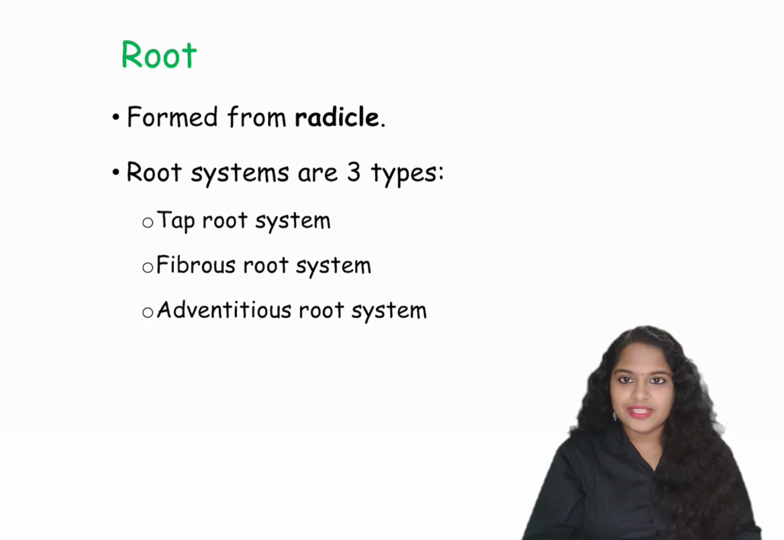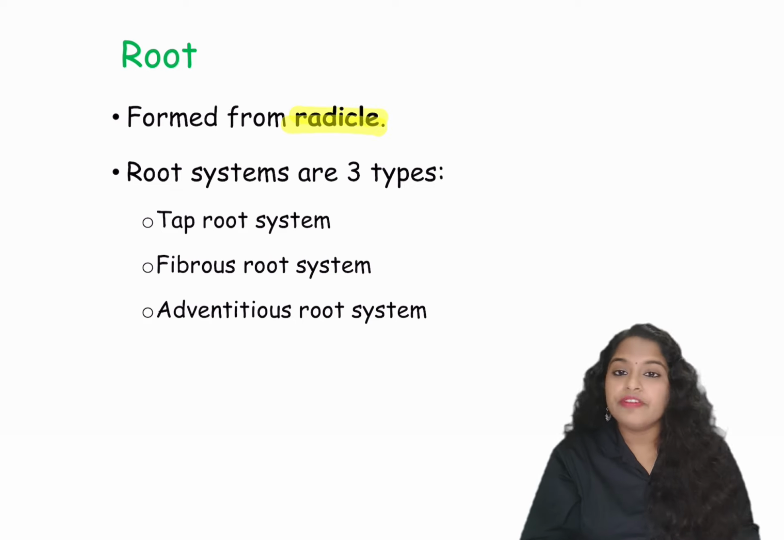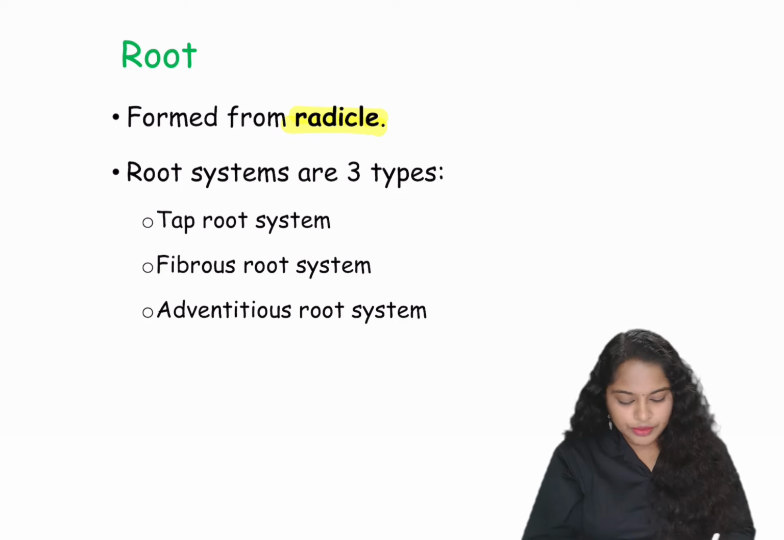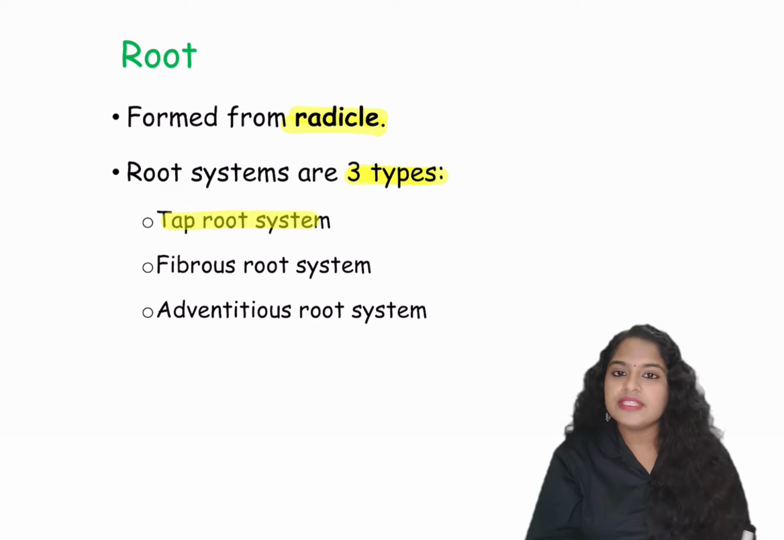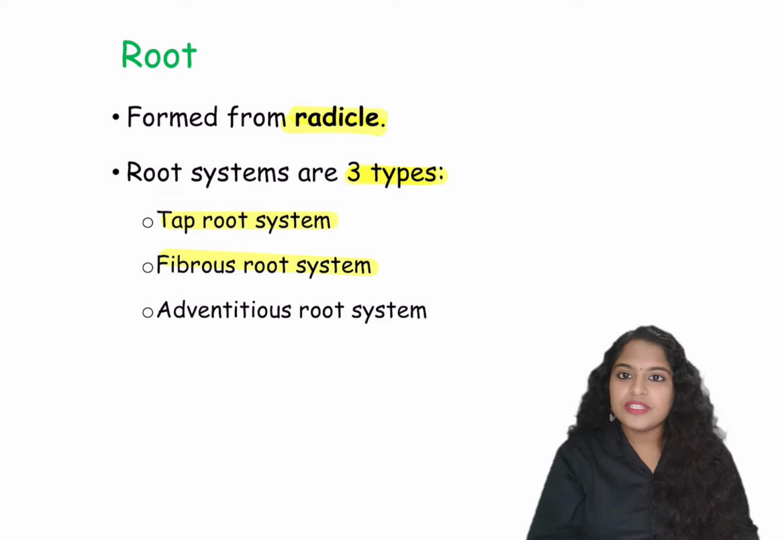Now coming to the root system. Roots are formed from a radicle. So from the embryo, from the radicle, roots are produced. Root system is of three types. Based on the structure or based on where they are originating, roots are of three types. One is the taproot system, the other one is the fibrous root system, and the third one is the adventitious root system. Now we'll see details about all these three systems.